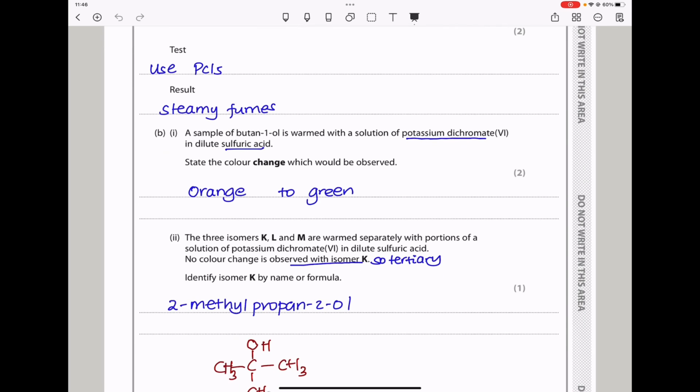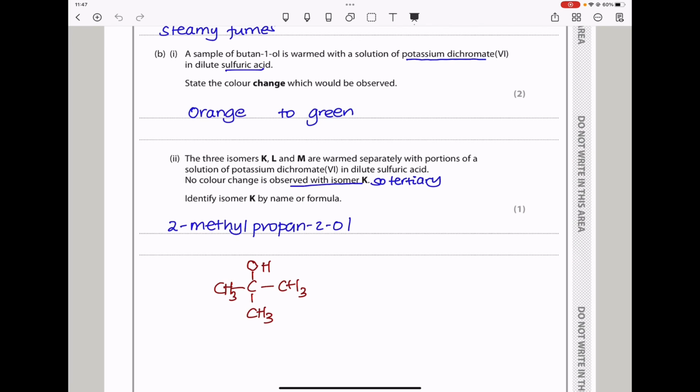In part B, a sample of butan-1-ol is warmed with a solution of potassium dichromate in dilute sulfuric acid. State the color change which would be observed. Because butan-1-ol is a primary alcohol, it is going to be oxidized, and the color change is going to be from orange to green.